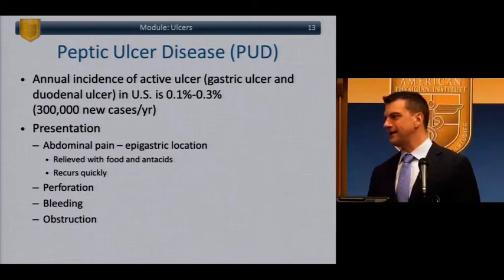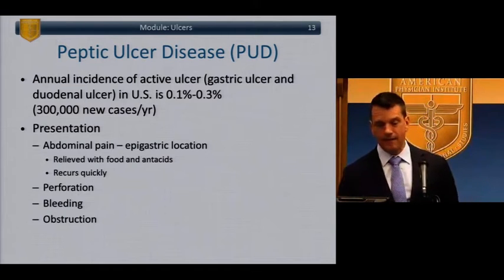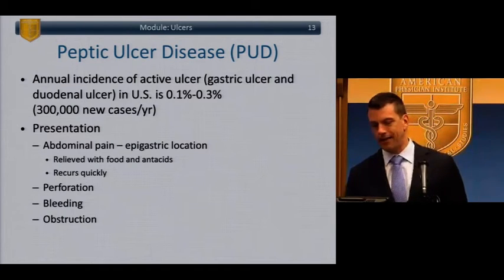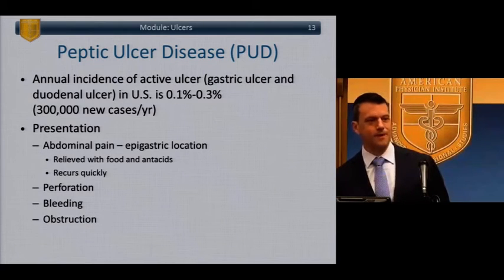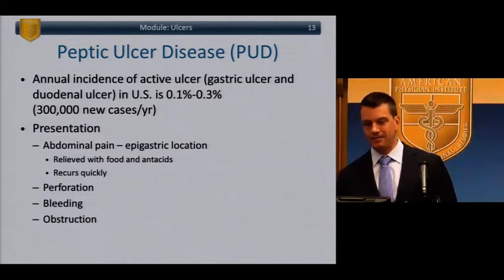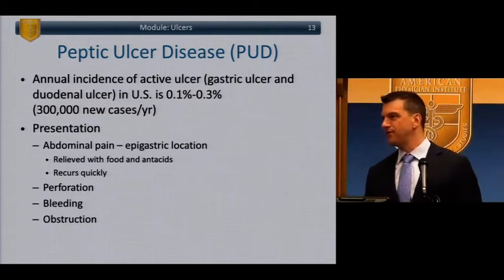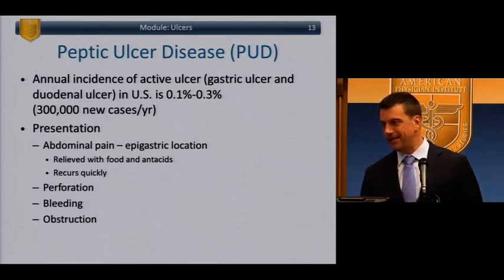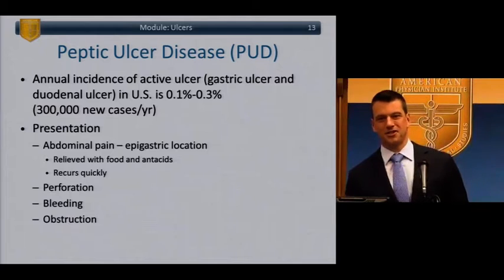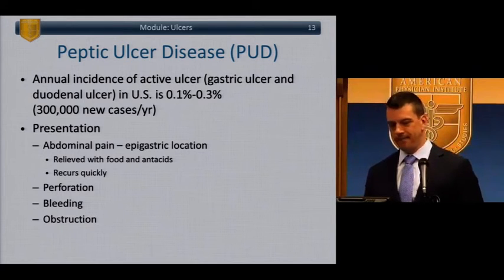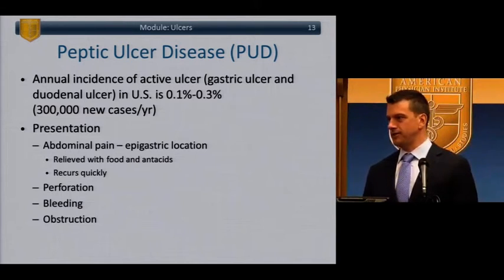There's four basic ways that these can present. The first is abdominal pain. This is usually in the epigastric region. Food and acids relieve the pain. Unfortunately, that's for only a short duration, and then the pain returns. Perforation can also occur, bleeding, and obstruction. So kind of these four are the generalized way, and kind of the whole way a lot of general surgical issues present, with the pain, perforation, bleeding, and obstruction.